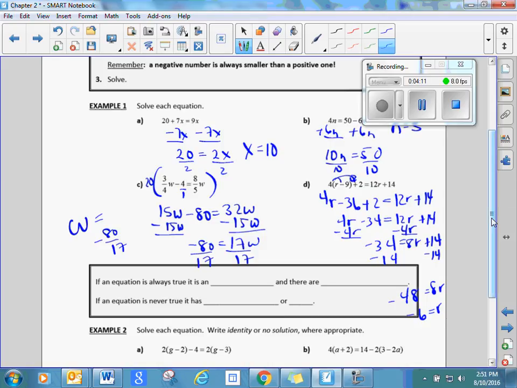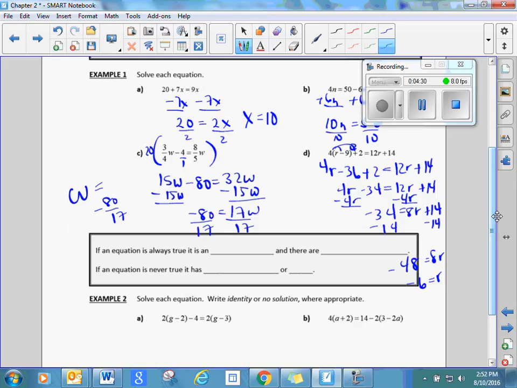So those are some basic examples of solving equations with variables on both sides of the equal sign. But there's two other things that can happen when you have variables on both sides of the equal sign that cannot happen when you have just a variable on one side or the other. So you can have a situation where any number plugged in for the x makes the equation true. That's called an identity.